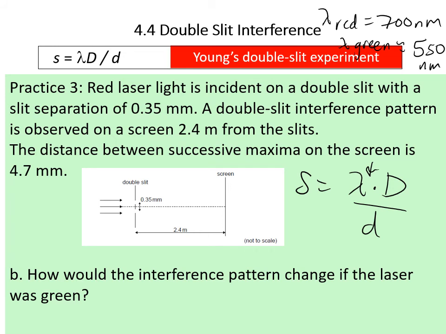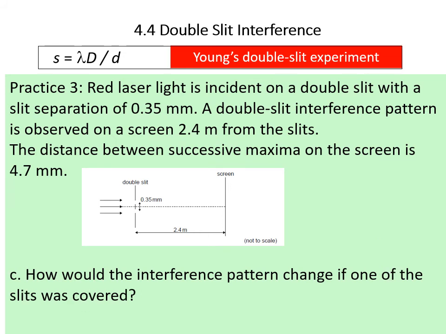Answer this. Part C of this question, how would the interference pattern change if one of the slits was covered? So for SL, this is a 1-mark question. You don't have to know anything about single slit interference to deduce that if you close off one of the slits, you're letting less light through. If you let less light through, the pattern gets dimmer. There's less intensity with less light.